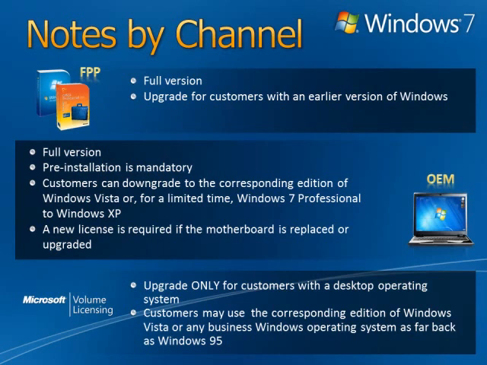Through volume licensing, it is an upgrade-only license, so there must be an underlying operating system on the computer for the volume licensing version of Windows 7 to be installed. And again, you do get a very good downgrade right, so you can downgrade as far back as Windows 95, but you must downgrade with the corresponding edition, so you must edition match.